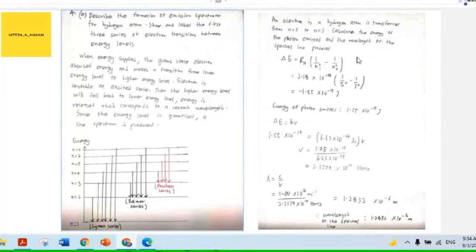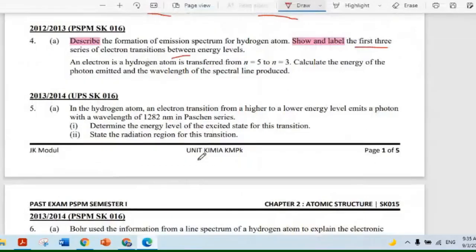Kiraan dia tanya apa pula? Okay, untuk kiraan dia tanya an electron in a hydrogen atom is transferred from n equal to 5 to n equal to 3. Calculate the energy of the photon emitted and the wavelength of the spectral line produced. Okay, dia suruh kira energy, maksudnya delta E. Okay, wavelength sama dengan lambda.